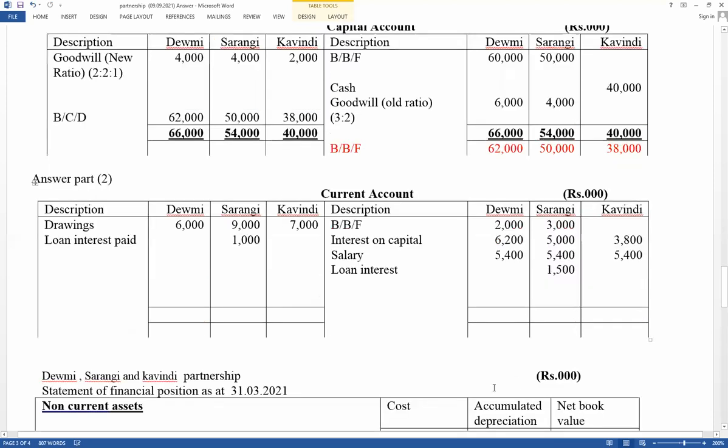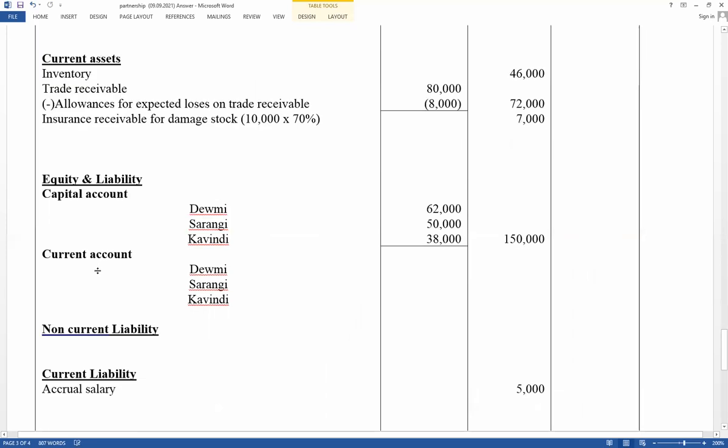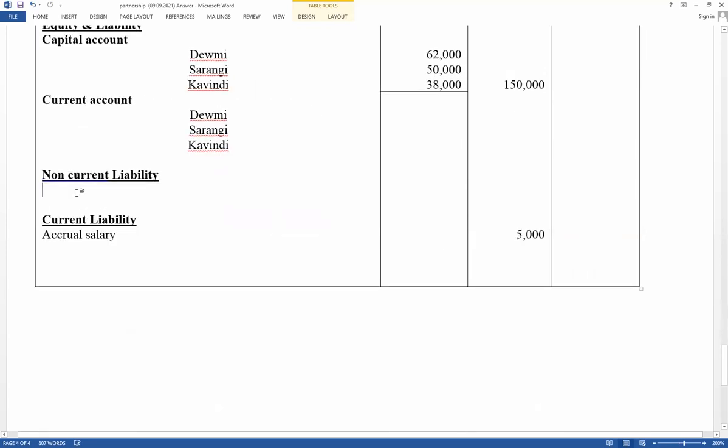As well as loans should be included under non-current liability. Loan only, that is a liability. Loans should be included under non-current liability. Loan account Sarangi should be included under non-current liability. Second column value equal 30,000.